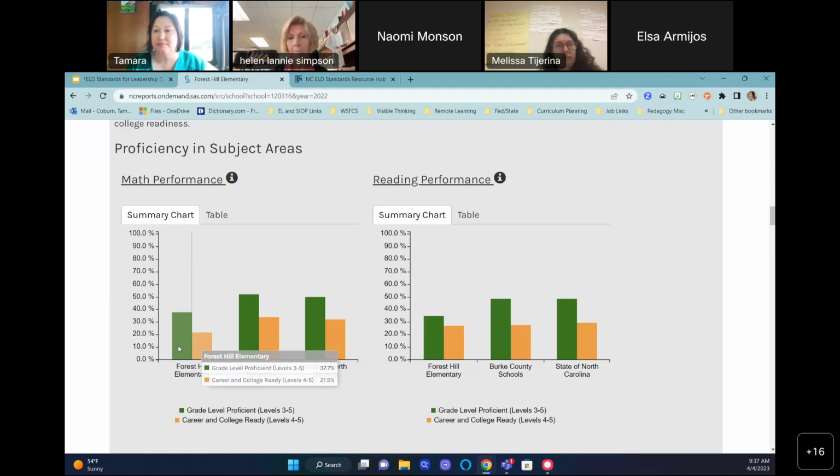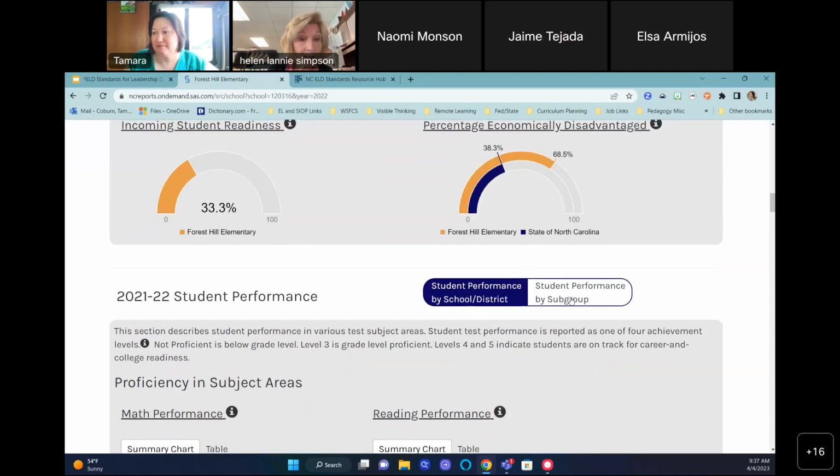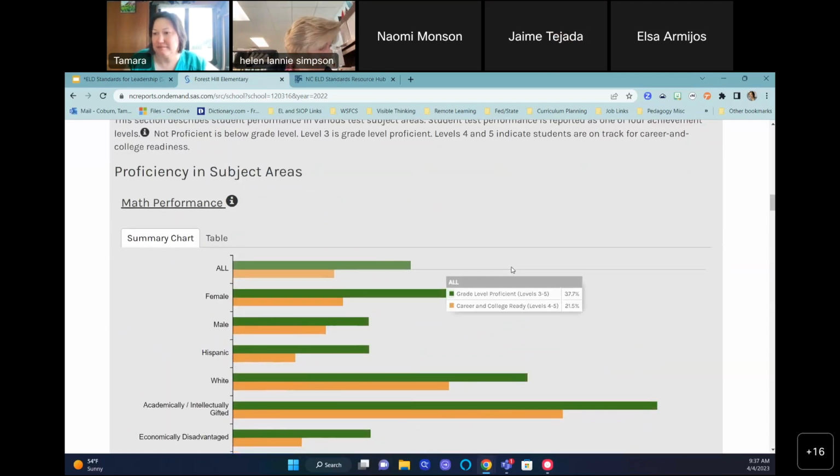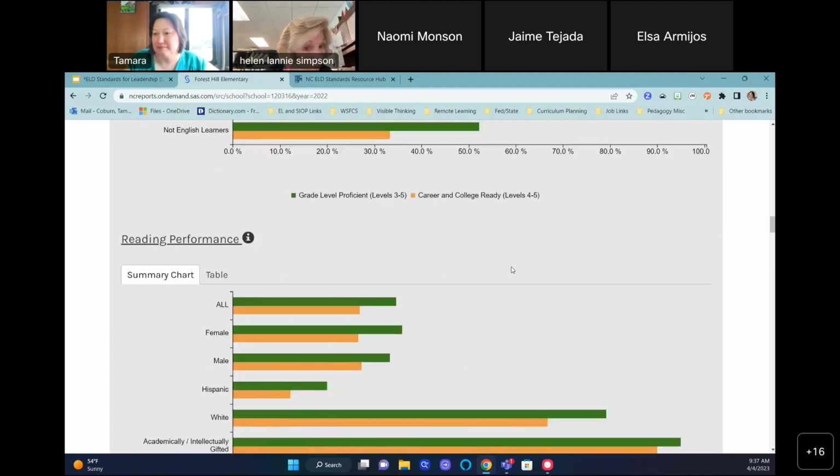Okay, thank you. This is Jaime. I have two questions actually. The first one is if we go into the subgroups, we can see our ELs and how they perform in each one of those assessments, right? Yes. That's the first question, and the other one is the different indicators, do they weight the same?